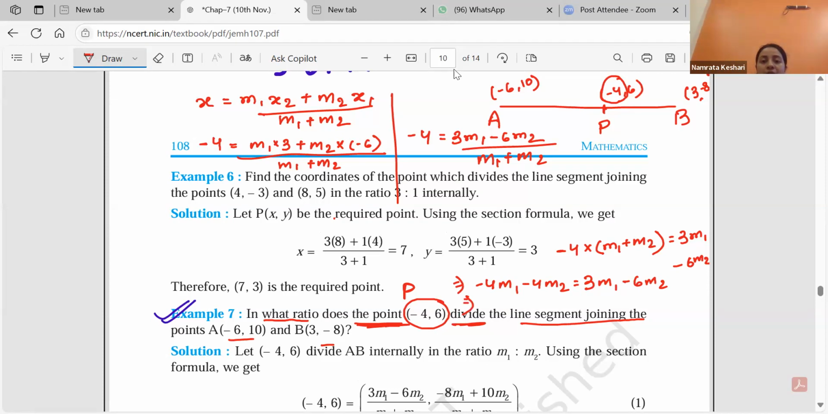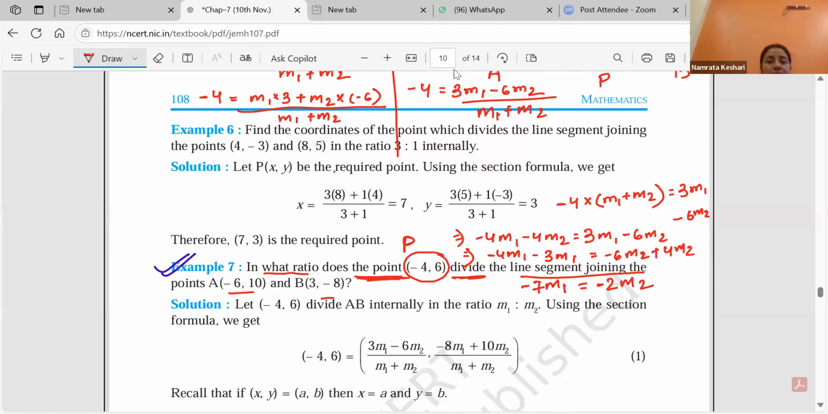So we'll be having minus 4m1 minus 3m1. I said let's keep m1 and m1 together and m2 and m2 together. All the m1 I'm keeping on the LHS and all the m2 I'll be keeping on the RHS. So we are having minus 6m2 over here plus 4m2. Minus 4m1 minus 3m1 will be minus 7m1, and minus 6m2 plus 4m2 will be minus 2m2. And directly you are getting the ratio.